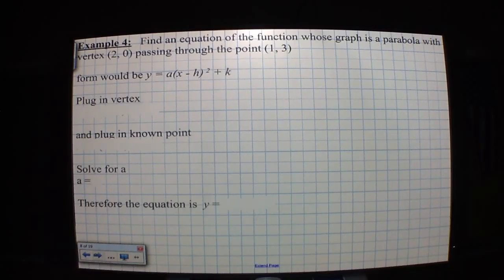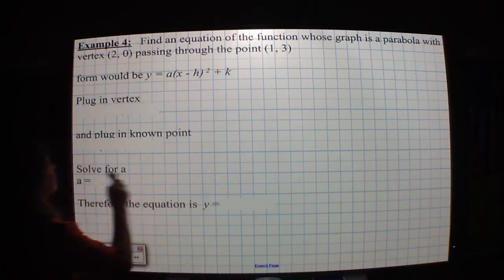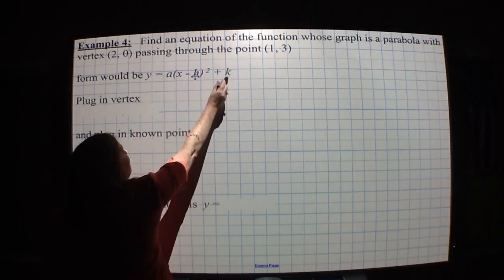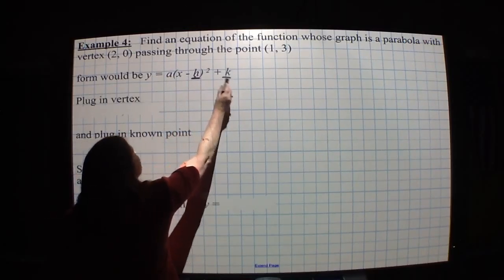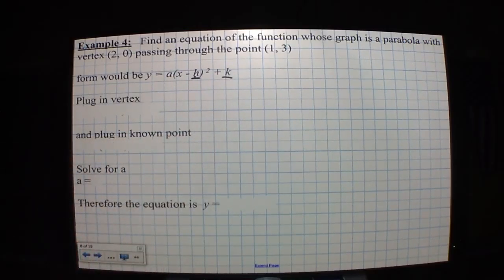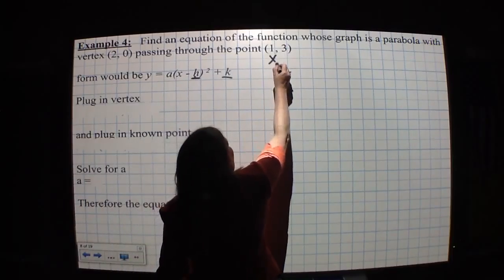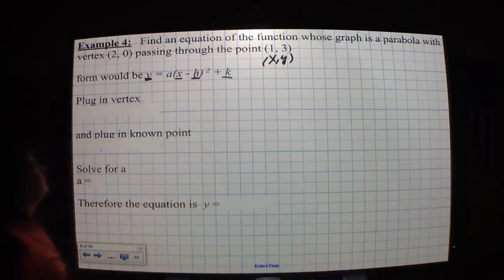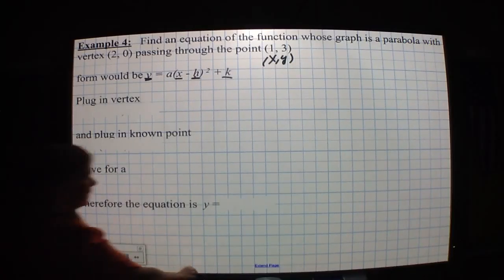Example 4, find an equation of the function whose graph is a parabola with vertex (2, 0) passing through the point (1, 3). Okay, so this is a vertex. So I would use this format there because I know h and k if it's a vertex. And remember, this is a point, x and y. So now I know an x and a y, and my only unknown will be a again.